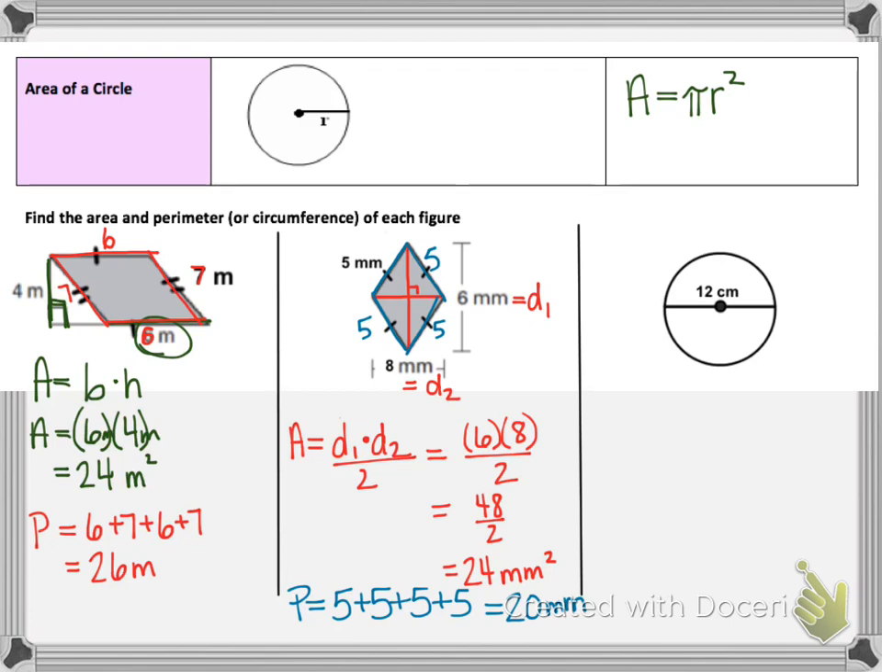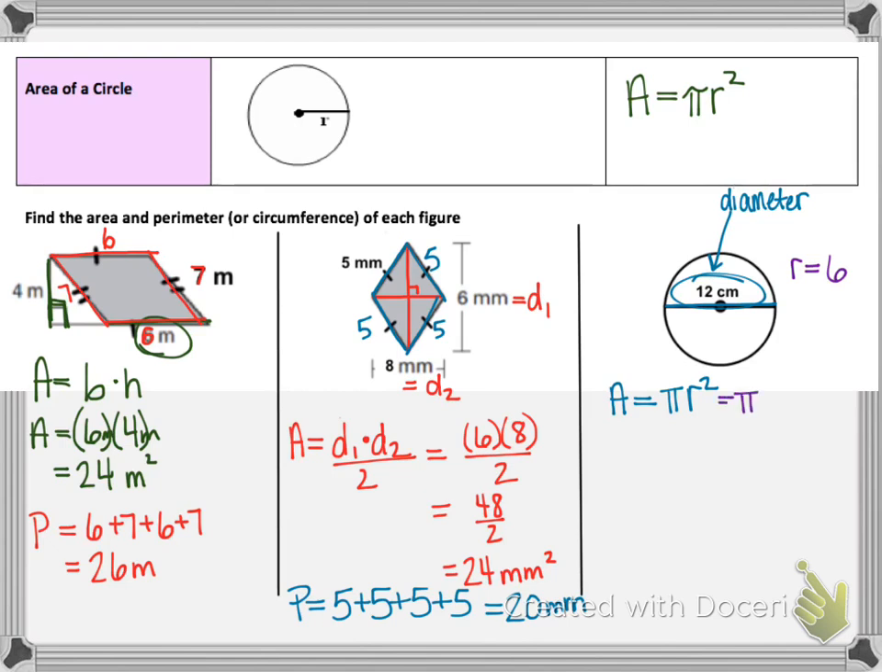Okay, now we got this circle. Now, it's important to identify, as soon as you get a circle, what it is that they gave us. This thing right here, since it goes through the center, and it goes all the way across my circle, that is my diameter. So if I want to find the area, remember that is pi times the radius squared, right? So you need to go through and find the radius first. So remember, the radius is half the length of the diameter. So if my diameter is 12, my radius is 6.